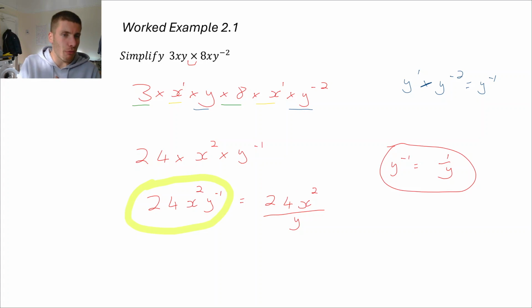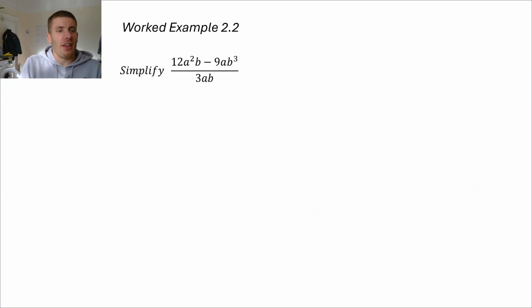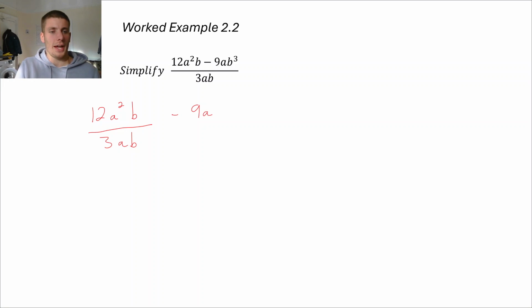Okay, good. So I broke it down so we can really see what was going on there, hopefully. Example 2.2 is this. Simplify this thing here. And what I'm noticing is, if you're taking away stuff with indices, it isn't particularly useful, because the laws of indices are all about timesing things together or dividing. So what I'm going to do here is split up my fraction into two parts. The first part, which is 12a squared b, I'm going to divide by 3ab, and then I'm going to take away my second part of the fraction, 9ab cubed, divided by 3ab.